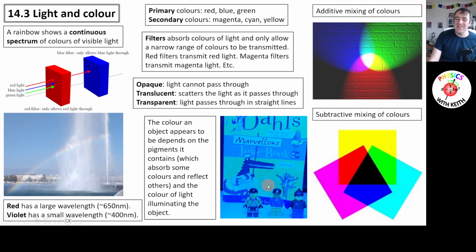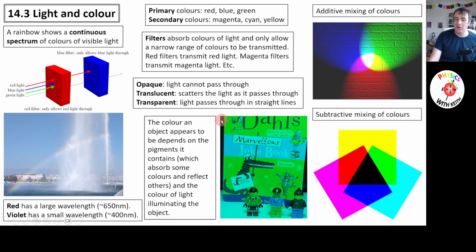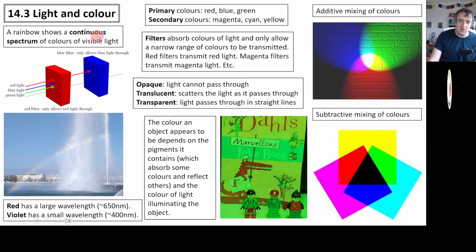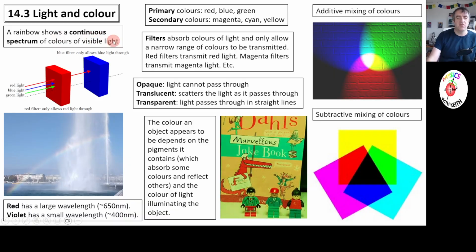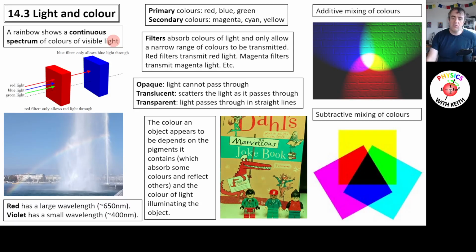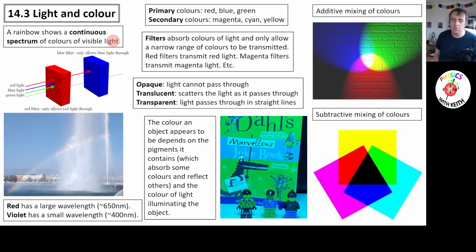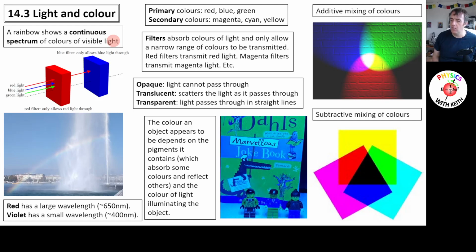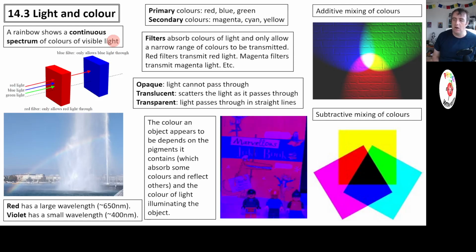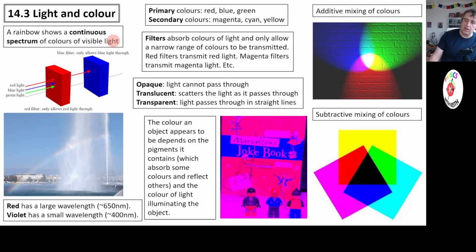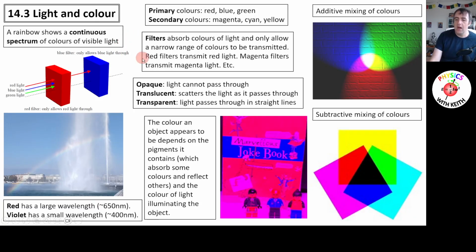Right, so there's only some other little bits of information on here, like a rainbow is a continuous spectrum of the colours of visible light. Everyone knows the colours of a rainbow: red, orange, yellow, green, blue. You might argue there's a purple, maybe. Certainly no brown or pink or whatever else they come up with in silly songs.